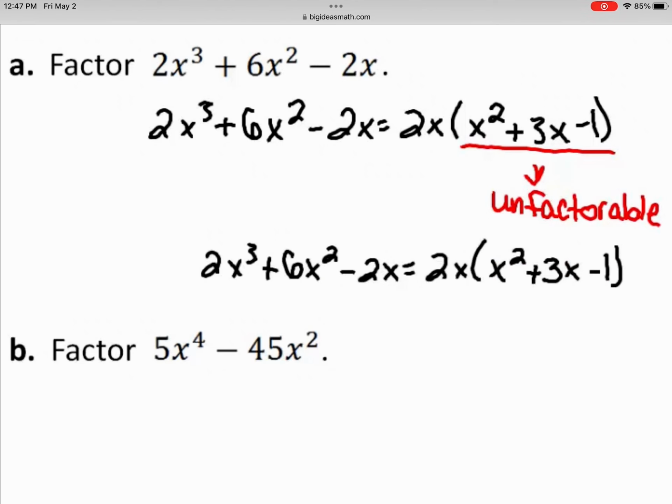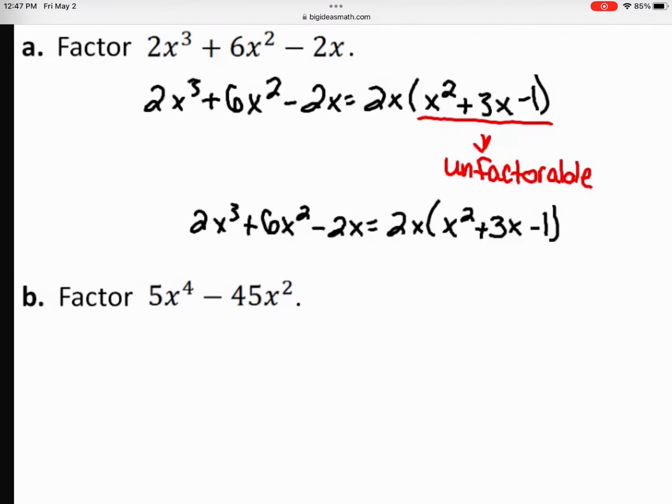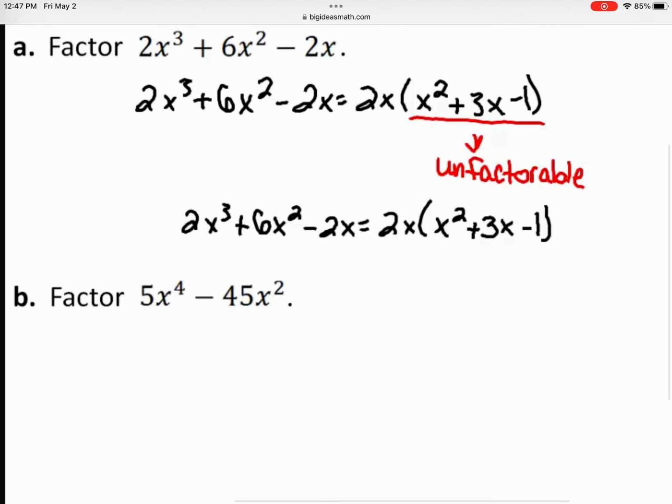So 2x cubed plus 6x squared minus 2x factored completely is 2x times the quantity x squared plus 3x minus 1. Part B. Factor 5x to the 4th power minus 45x squared. 5x to the 4th power and negative 45x squared have a greatest common factor of 5x squared.